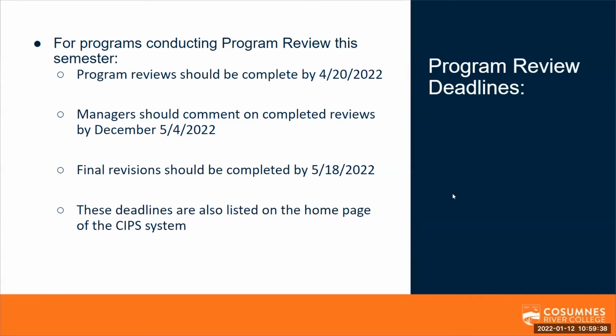Thanks, Paul. Okay. So just to reiterate, for programs conducting program review this semester, which is ACDT, so if you're in that CAC, here are your deadlines. April 20th is when you should have your program review completed, and then managers can comment on it by May 4th, and then final revisions by May 18th, which is the end of the semester. They're also listed in the SIPS system. So we'll have a follow-up training with ACDT as well to reiterate these deadlines as much as possible.